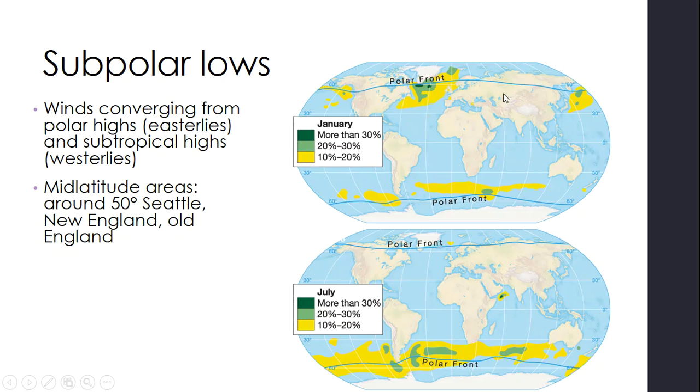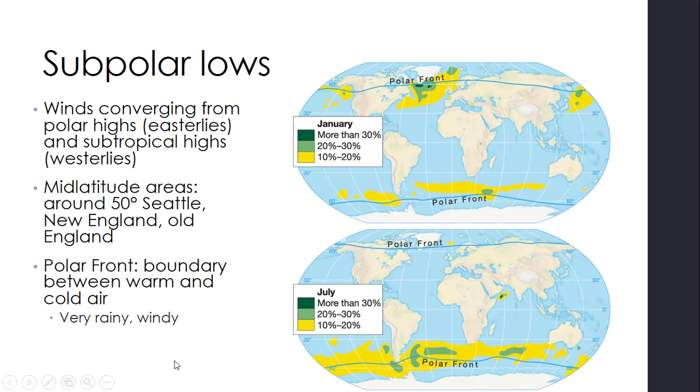And so this is in January during the Northern Hemisphere's winter, where they're going to get a lot of precipitation, and it's going to happen in reverse in the Southern Hemisphere. The polar front is the boundary between that warm and cold air, and it's very, very rainy and very windy. And if any of you have visited the Pacific Northwest or Seattle, or if you're from there, you can attest to it.